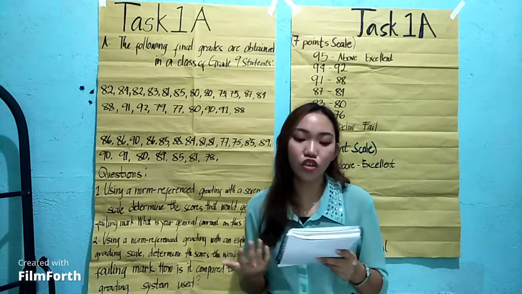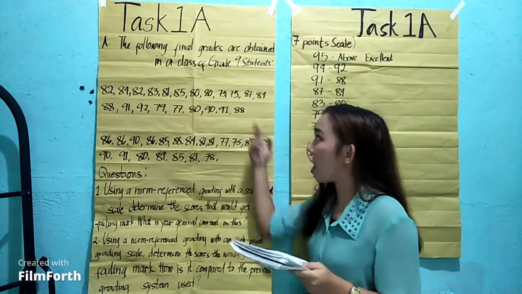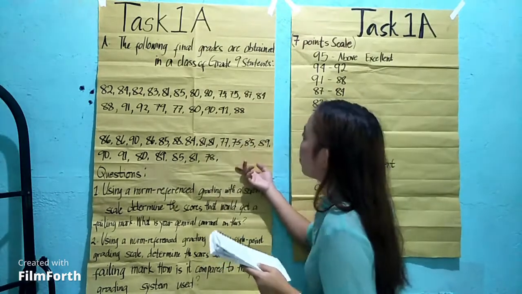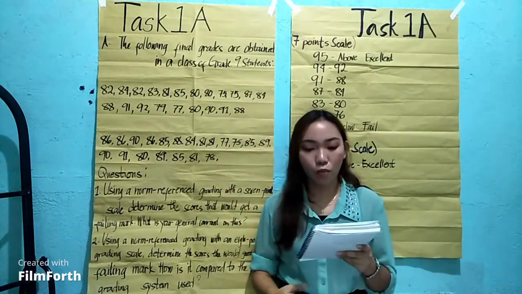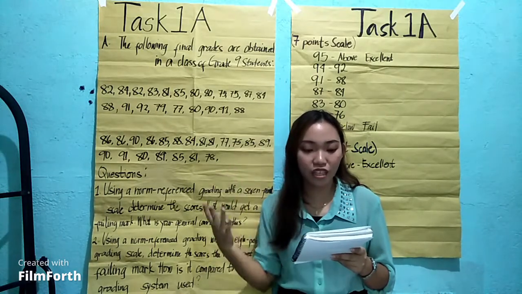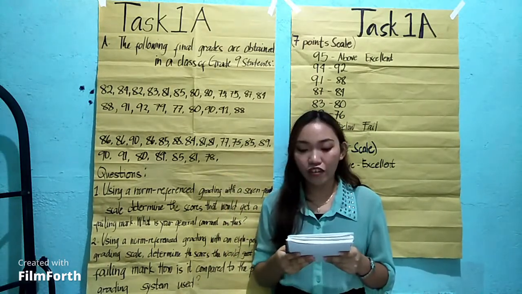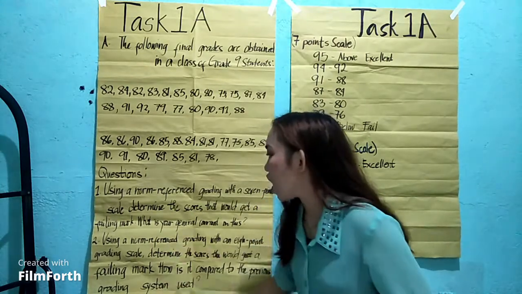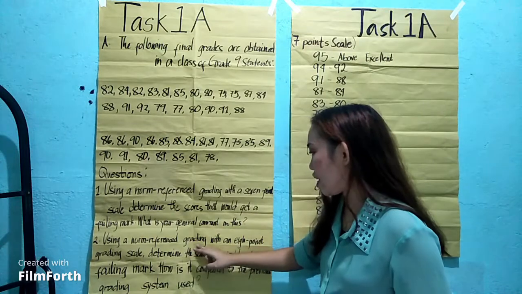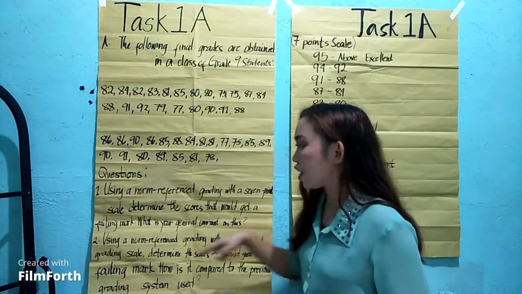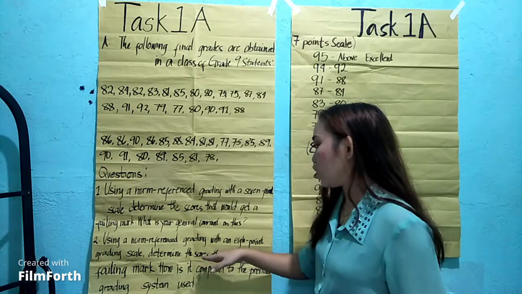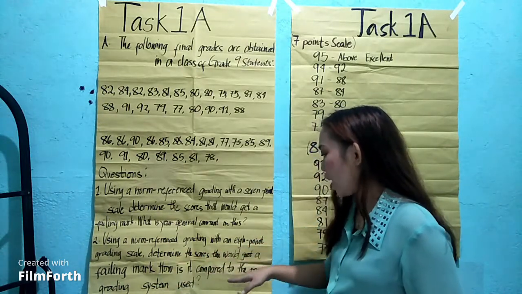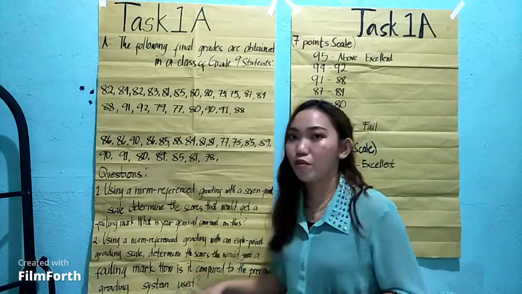marks. So here, no one scored below 75. As you can see, there's no score below 75. So therefore, my general comment is all grade 9 students pass with the use of the norm reference grading system with a 7-point scale. So number 2, using the norm reference grading with an 8-point grading scale, determine the scores that would get a failing mark, and how it compares to the previous grading system used.